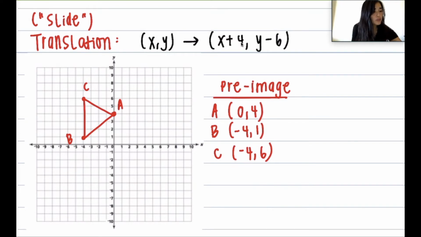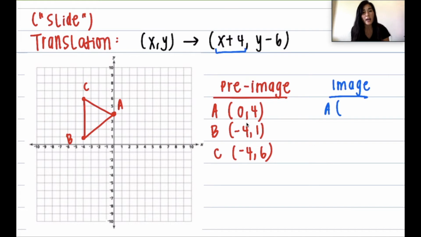And so when you do this, you're going to get what's called the image. And that's going to be the new shape after we translate it. We're going to go ahead and apply our rule to our first point. So for example, when we take a look at this, A, the first thing it tells us to do is that to every x value, we're going to add 4 to it. So for example, here if it's 0, we're going to add 4 to 0, which is going to become 4.